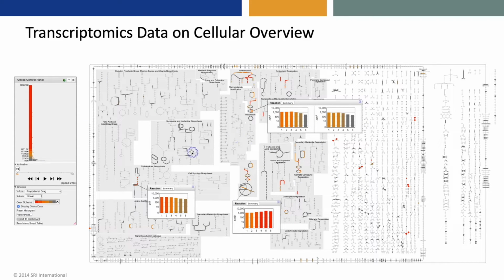In this diagram, we're showing metabolic pathways organized by pathway area, and we're highlighting the pathways with colors that reflect their expression levels. And when the user clicks on a given reaction, a pop-up window shows the gene expression levels for all genes catalyzing that reaction over the 6 time points shown here.